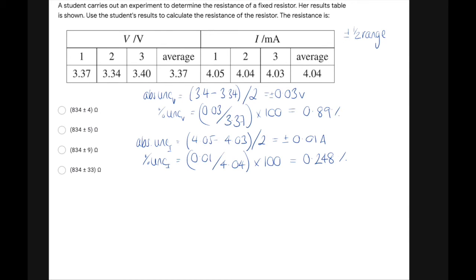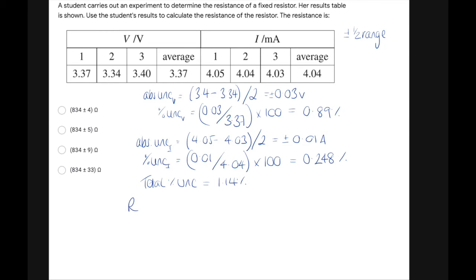Now we've got a percentage uncertainty for V and a percentage uncertainty for I, so the total percentage uncertainty is going to be the sum of those two. We add the 0.89 to the 0.248, and that gives us a value of 1.14%.